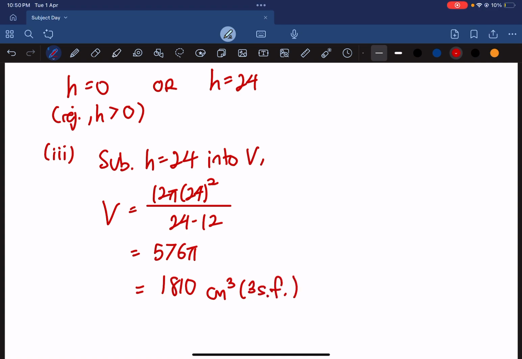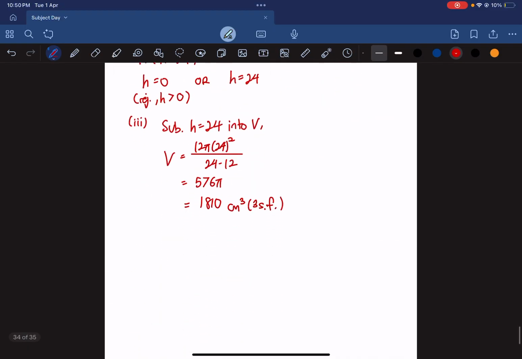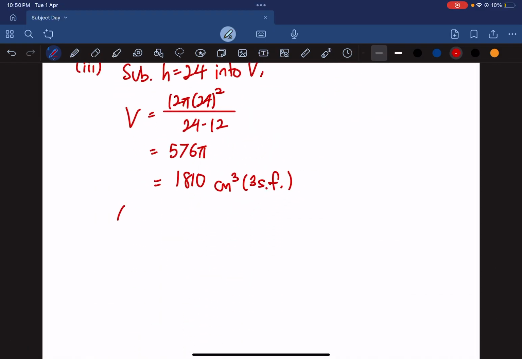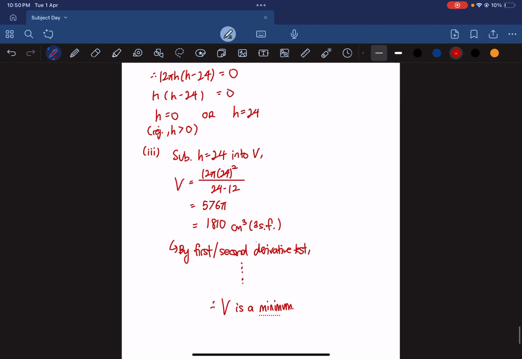Okay, and then the next part is to determine whether it's maximum or minimum. So you can either use your first derivative test, I will not show the working here, but you can use either the first or second derivative test. You must show the workings clearly. Okay, derivative test. You will show that, therefore, V is a minimum value. Okay, and that will be this for question number 4.